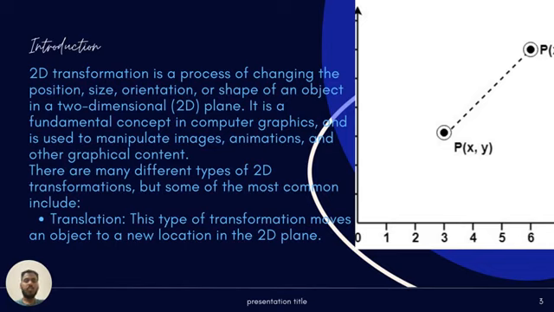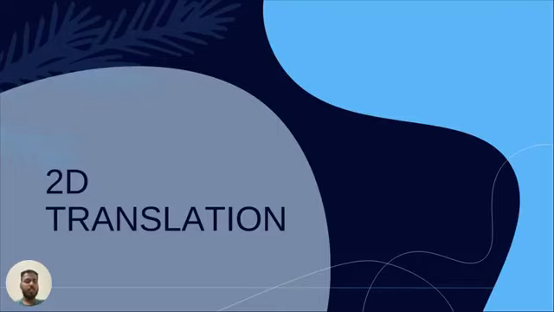As is visible in the image, P(x, y) has been changed to another position on the XY plane, and its new position is (x1, y1), and the name remains the same, P.